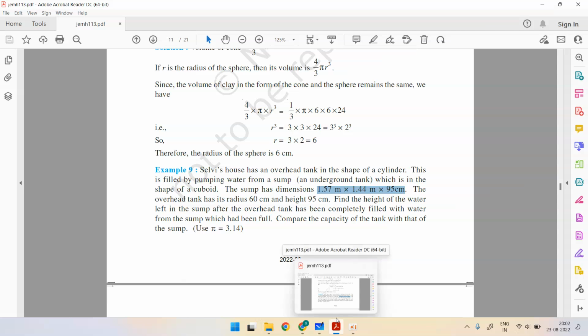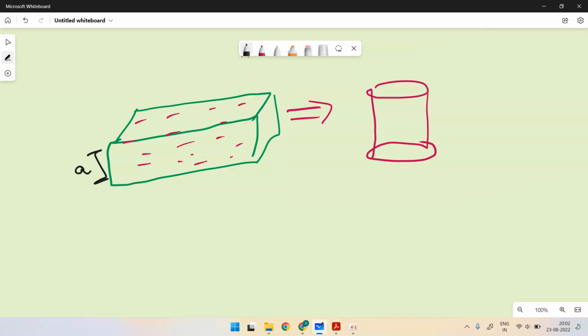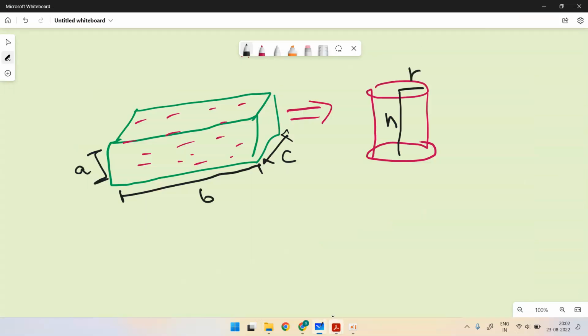Suppose I take this as A, this is B, and this is C. This is R, this is H. What we have to find is the height of water left in the sump after the overhead tank gets filled. How much height will be left?